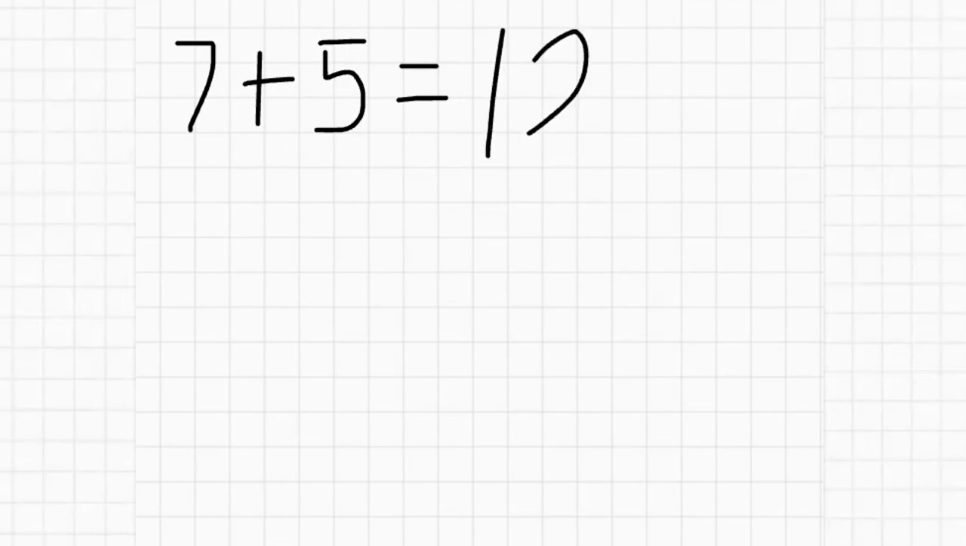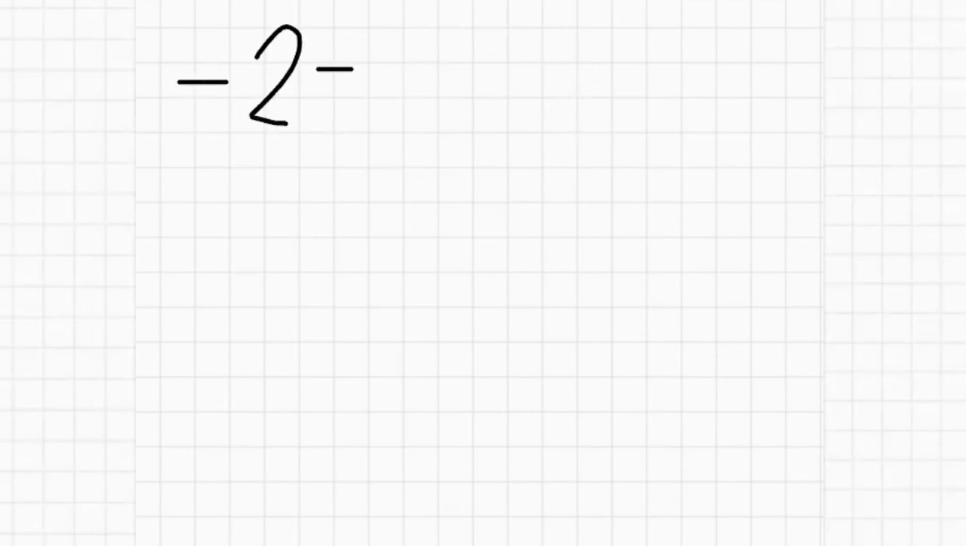So here's an illustration. For instance, 7 plus 5. Remember, if you don't see any sign before the number, it is understood to be positive. So positive 7 plus 5 is 12. So for our next example, negative 2 minus 3.